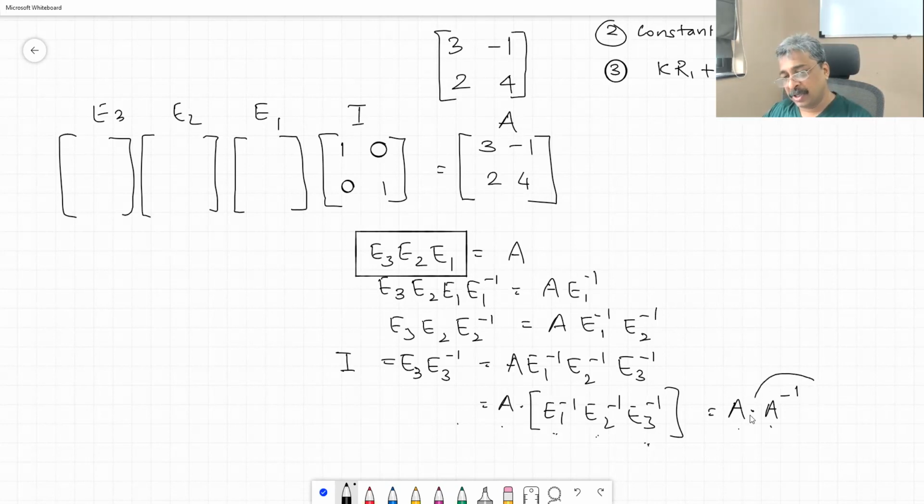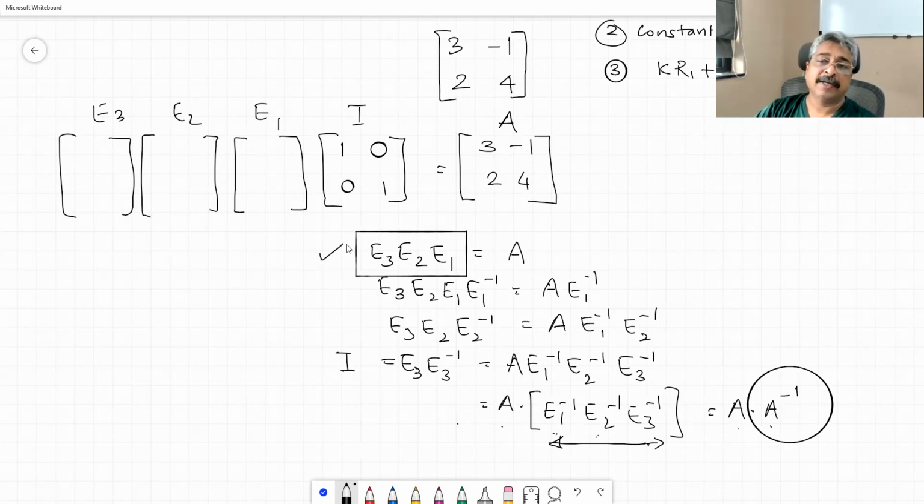So this A inverse, that is what you have got, is a product of these three elementary inverse matrices. If you take inverses of the individuals and write them in the LHS in opposite order, that is the factorization of A that you will get. Now you can do it.